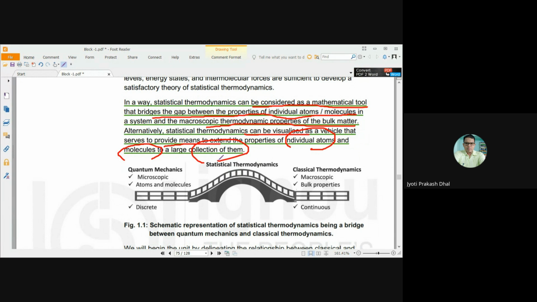So if you consider the atomic or molecular level, that is the microscopic level, the science that deals with that is known as quantum mechanics. For the bulk level, that is called classical thermodynamics. And here the statistical thermodynamics will act as a bridge between quantum mechanics and classical thermodynamics. That means it will provide a link between quantum mechanics and classical thermodynamics.